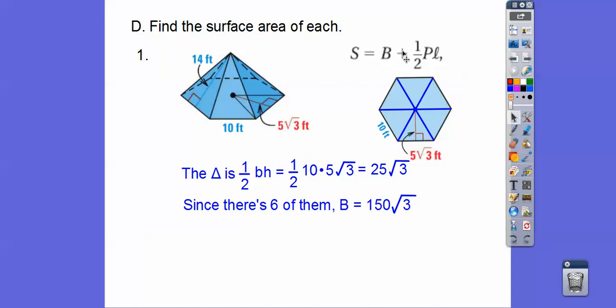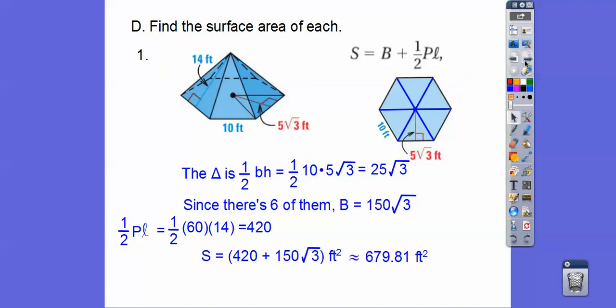All right, so let's get the perimeter. The perimeter is 10 plus 10 plus 10 plus 10. There's 6 of them. 10 times 6 is 60. And then the slant height, there's L right there, is 14. So 1/2 of 60 times 14 is going to get us 420. Okay, so base plus 1/2 PL. So here's the base, here's the 1/2 PL. So when we add those together, we get that as our answer right there. I don't know if I'm giving it in this form or this form, so either way, okay?